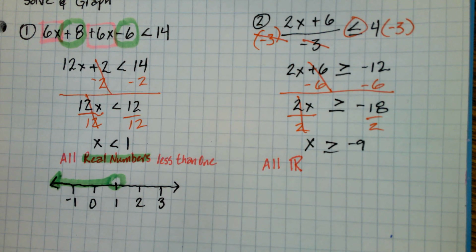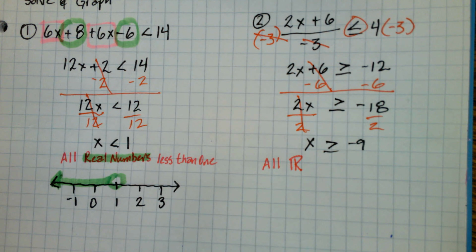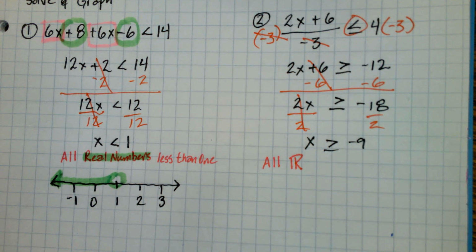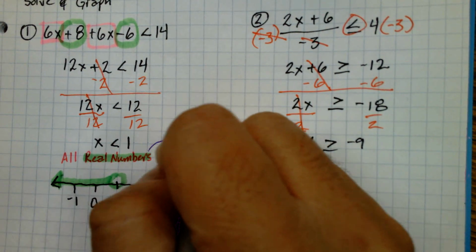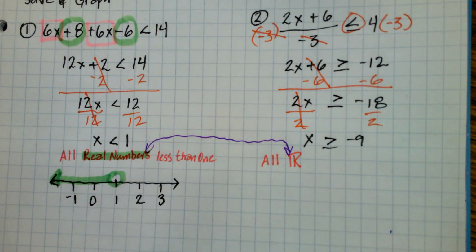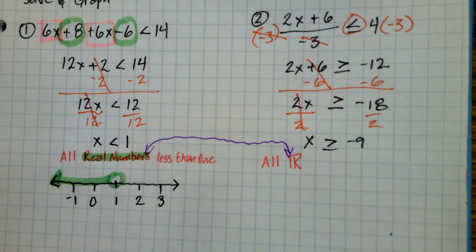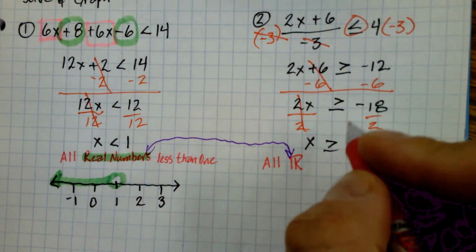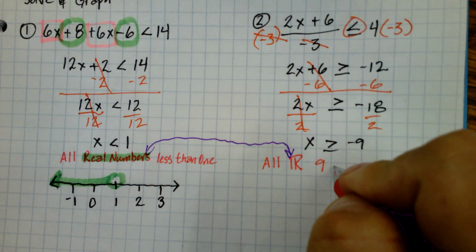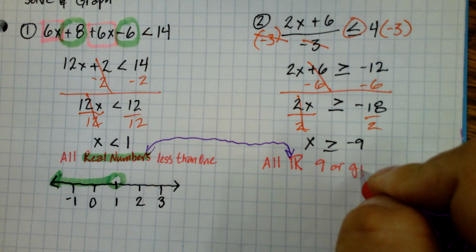This is the symbol for real numbers. Okay, so from now on, whenever we write this, it's a mathematical term. What we are saying is the words real numbers. That's the symbol for real numbers. So all real numbers greater than or equal to -9. Or we could just say all real numbers -9 or greater.